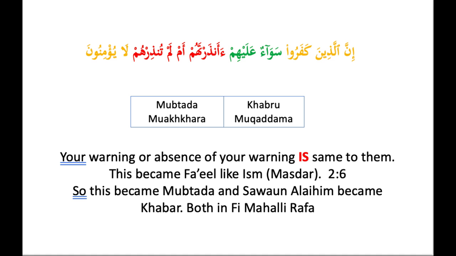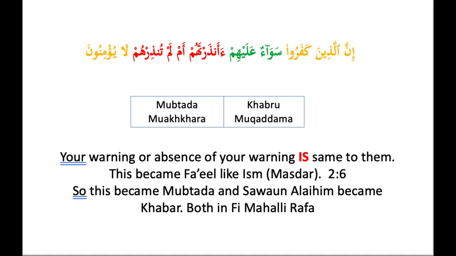Let's look at the middle part of the sentence. Sawa'un alayhim a'anzartahum am lam tunzirhum. So Sawa'un alayhim means it is same to them. And then comes whether you warn them or do not warn them. Let's put the meaning nicely. Indeed, those who disbelieve, to them it is same whether you warn them or do not warn them, they will not believe. Here, anzartahum am lam tunzirhum, your warning or absence of your warning is same to them.